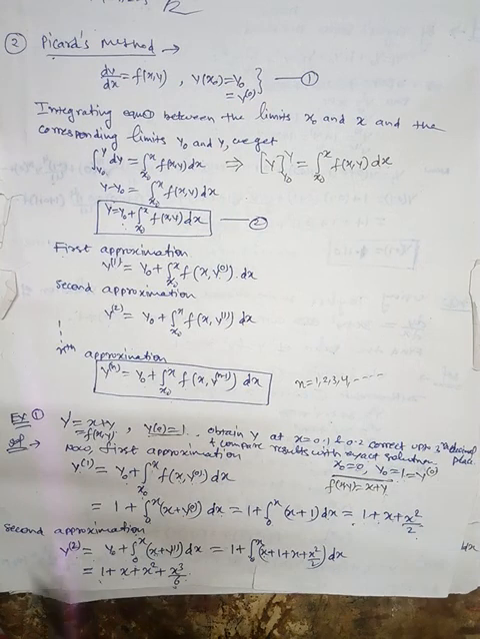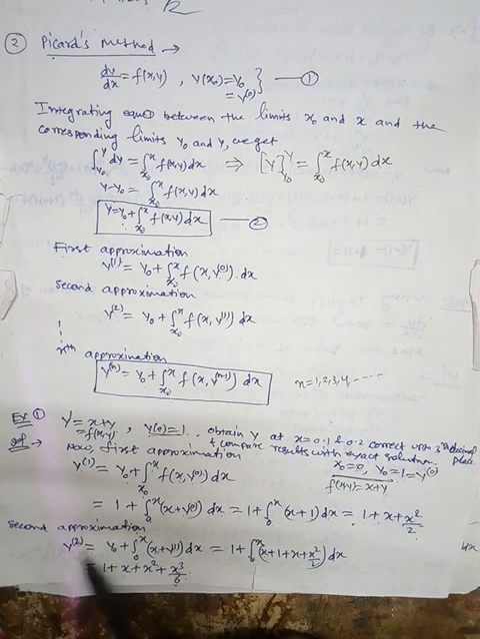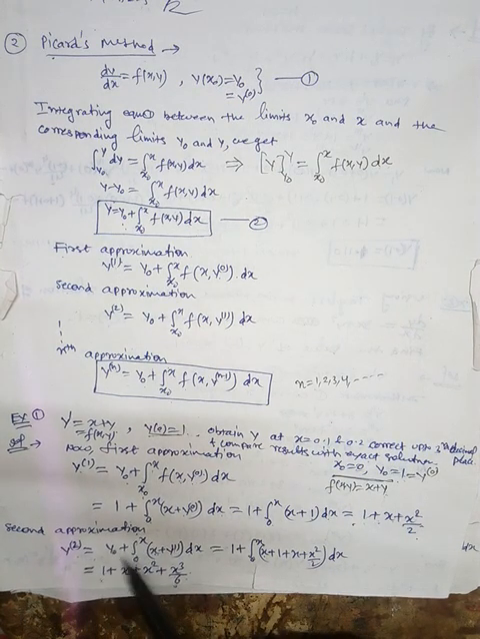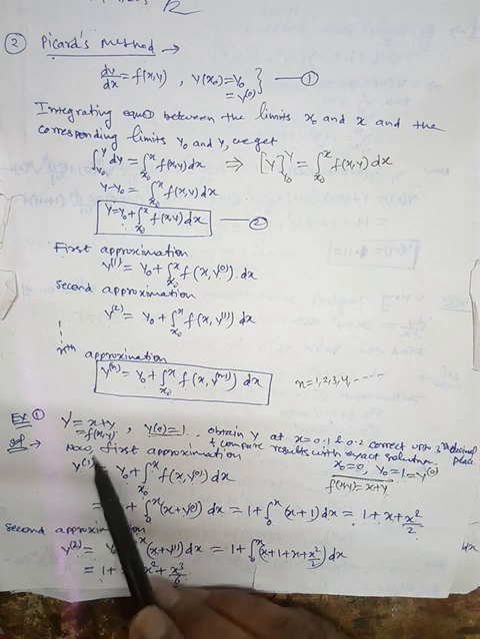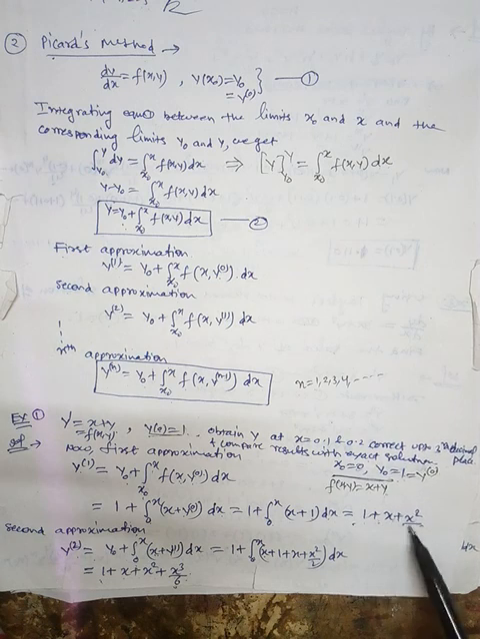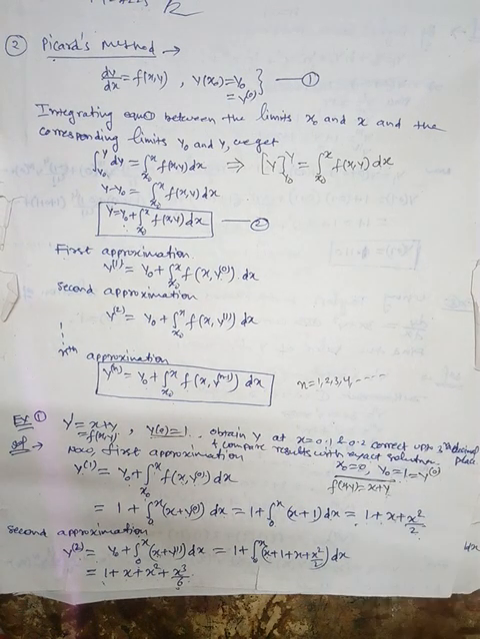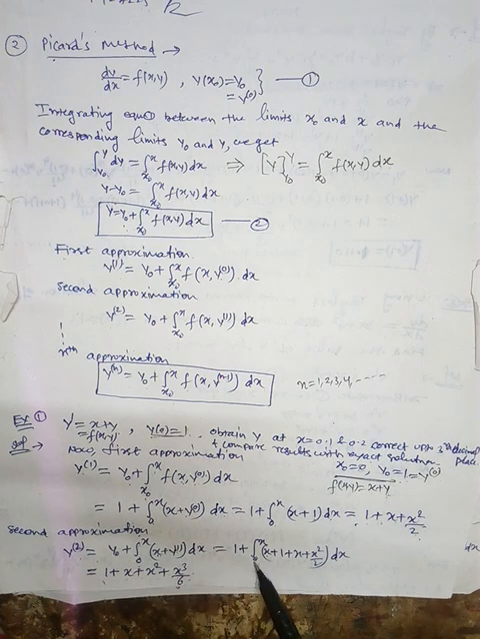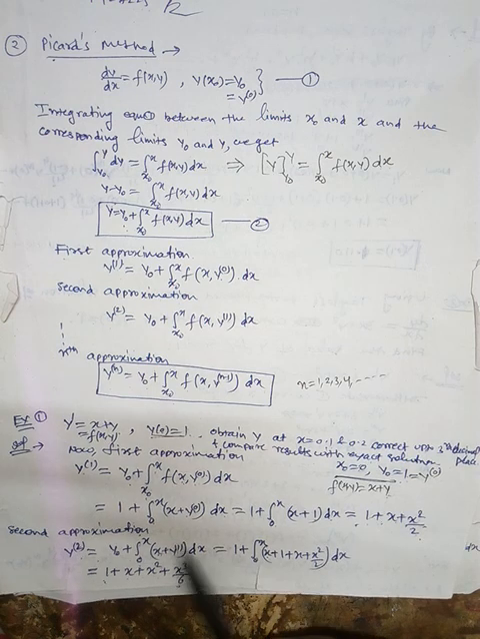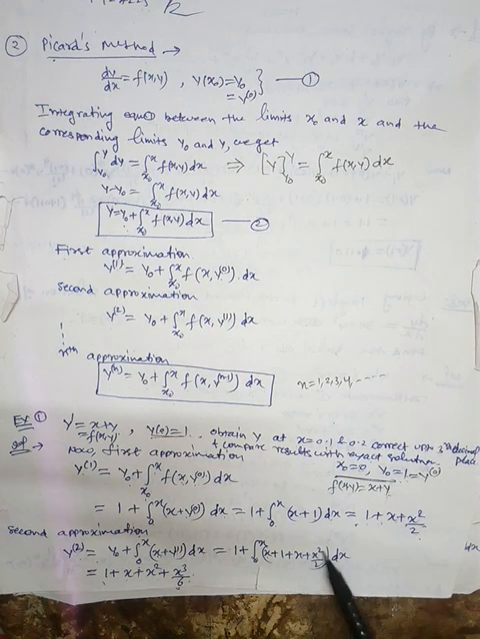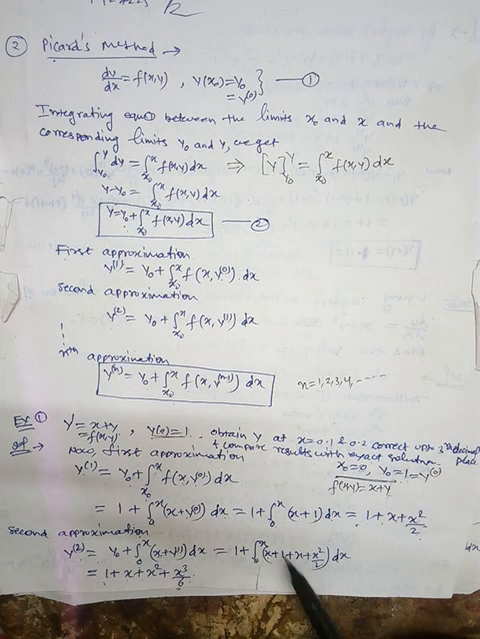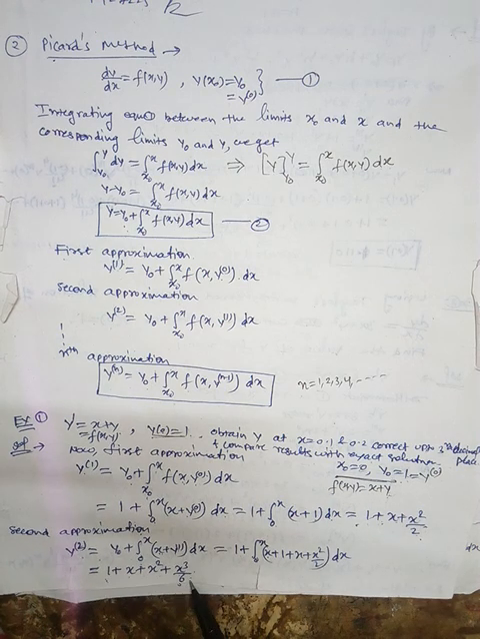Fine. Now second approximation. Second approximation of y is equal to y naught plus the integral from 0 to x of (x plus y1), the first approximation of y. But the first approximation of y is 1 plus x square by 2. So substitute this value here, because here we are interested in x plus y1. So 1 plus the integral from 0 to x of x plus y1, which is 1 plus x square by 2, dx. Again integrate. Then finally we get 1 plus x square plus x cube by 6. Okay.